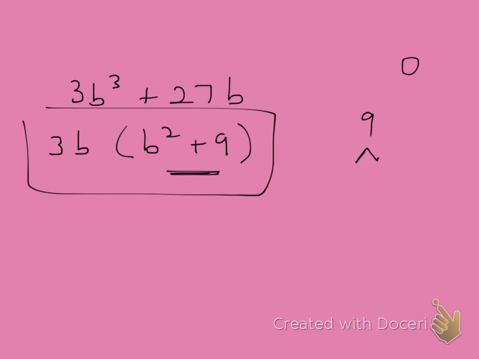So anyhow, I think this is where we're kind of going here. And yesterday, this is one we finished up on. We factored out the GCF first. So let me go ahead and do this one again. So 3b cubed plus 27b. Oh, that's not even right.